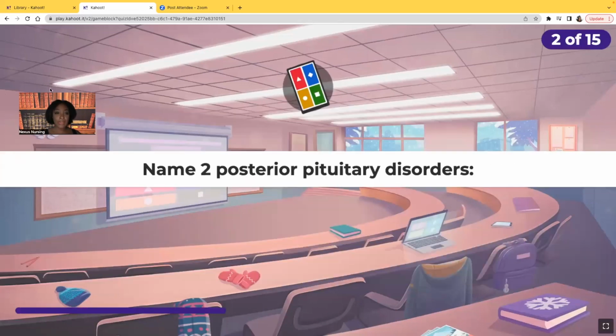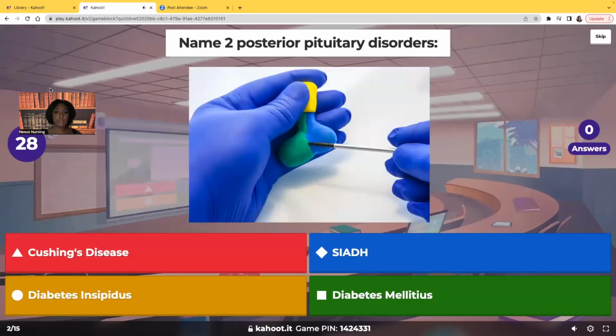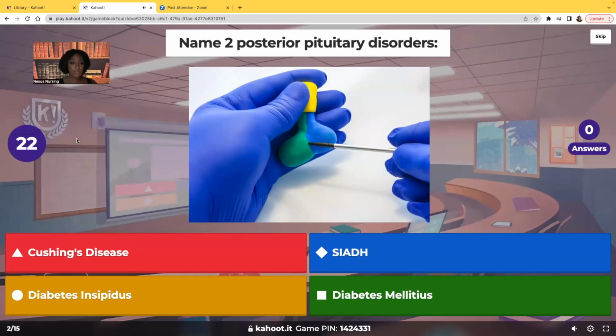Select all that apply. Name two posterior pituitary disorders. Cushing's disease, SIADH, diabetes insipidus, diabetes mellitus. Choose two posterior pituitary disorders. Remember, you're choosing two, guys.